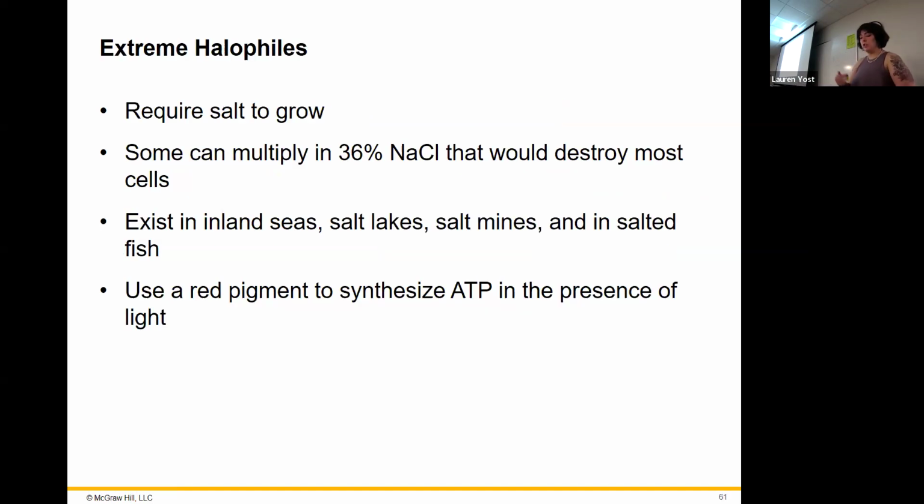Halophiles, extreme halophiles. Halo, think of halogens. If you aren't sure what a halogen is, we're talking about fluorine, chlorine, bromine, iodine. Those are halogens. So halophiles require salt to grow, sodium chloride for example. Some can grow in as much as 36%, but they have to accommodate it by taking more into their cell. So they can't handle watery situations at all, like we can. They require the salt to grow because they've adapted to it.